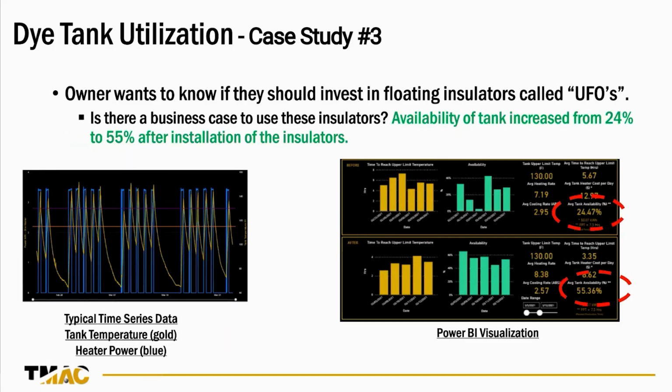So the answer was, with the UFO insulators installed, the availability of the tank increased from 24% to 55%. What does that mean? Basically, with the insulators floating on the surface, capturing that heat, the time to get up to temperature to where the black dye tank process was effective decreased, and the time that the system stayed at that operating temperature was increased. So he had more availability of the tank for running product through it.